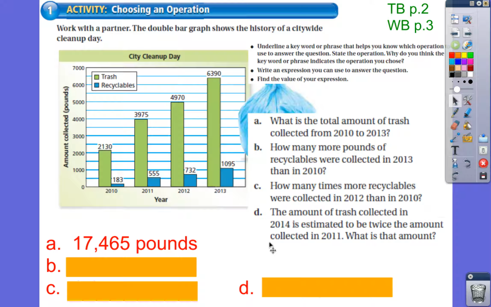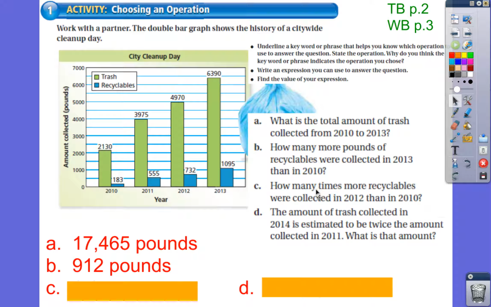Question B, how many more pounds of recyclables were collected in 2013 than 2010? The key word here is how many more. In this case, we're looking for the difference, so we need to subtract and find the difference between those two values. The answer is 912.